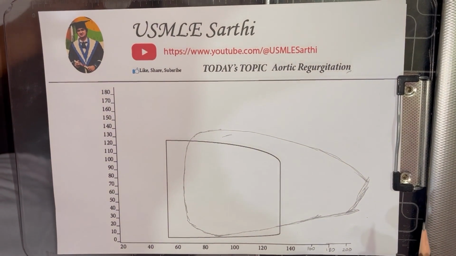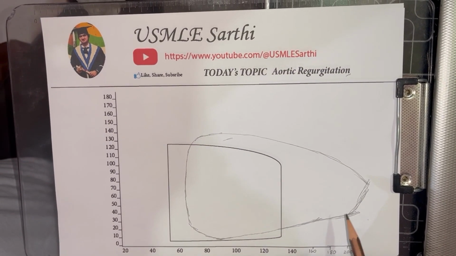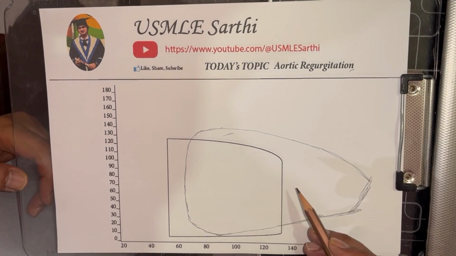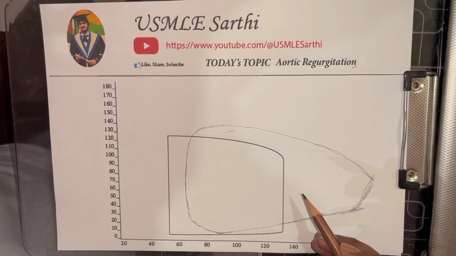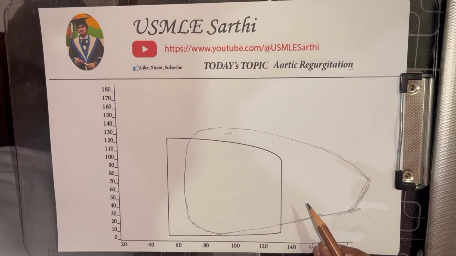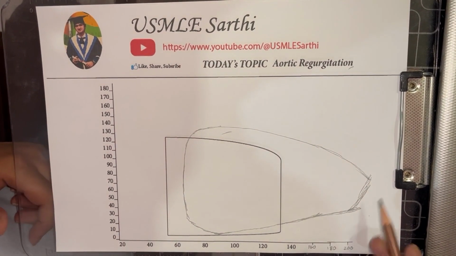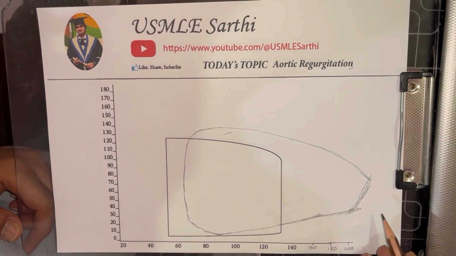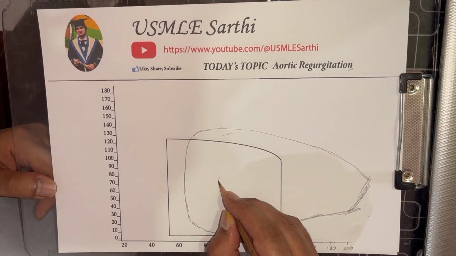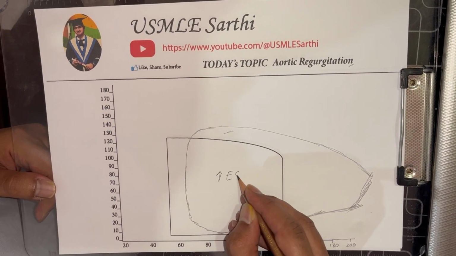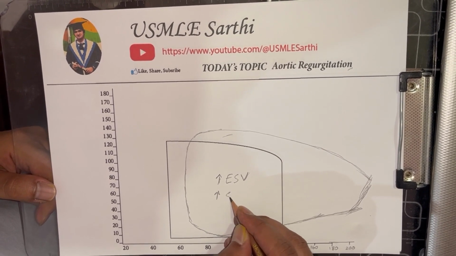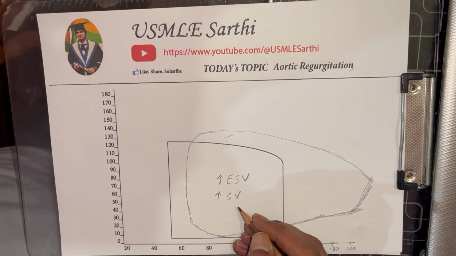Now we will discuss why the volume is so high. Because the valve is incompetent, the blood which is pushed into the aorta comes back, and there are two ways from where blood is coming into the left ventricle. One is the aorta, which is regurgitated blood, and the second is from the left atrium. That's why the volume is so big, around 200 ml. So the result is that your end diastolic volume will be increased, and your stroke volume will also be increased.